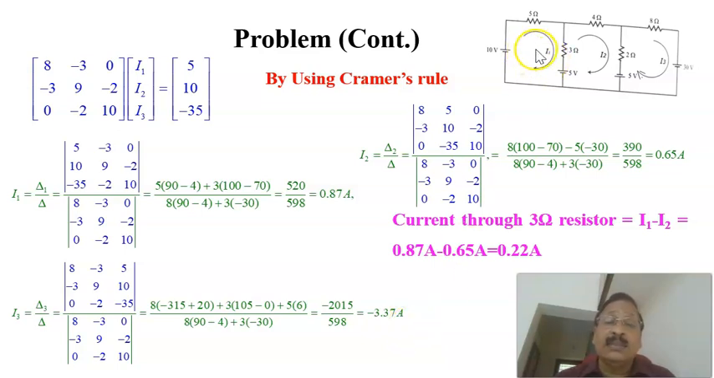Once we get these mesh currents I1, I2, I3, we can calculate the branch currents. For example, this branch current is the same as the mesh current I1. Similarly, what is the branch current through the 3 ohm resistance? That is equal to I1 minus I2. I1 is 0.87 amperes and I2 is 0.65 amperes. The difference is the net current through the 3 ohm resistor, 0.87 minus 0.65, which is equal to 0.22 amperes. Therefore, the current through this 3 ohm resistor is 0.22 amperes.